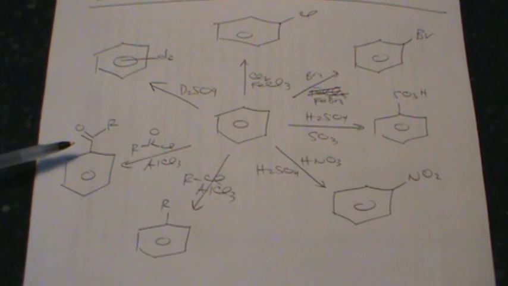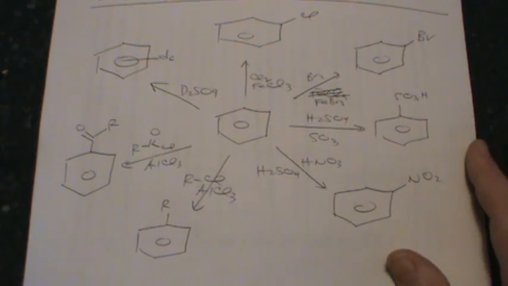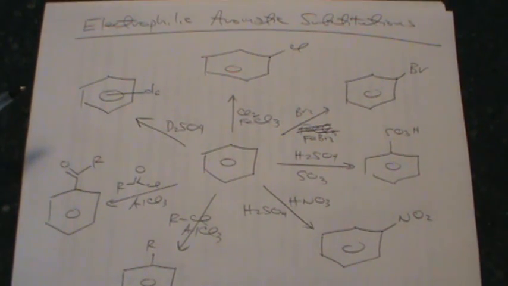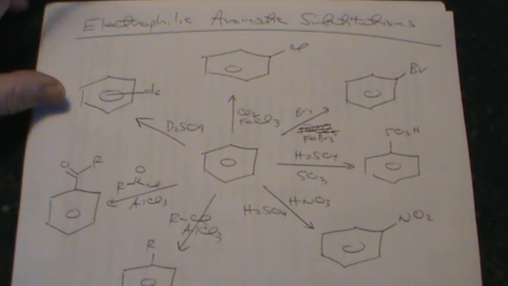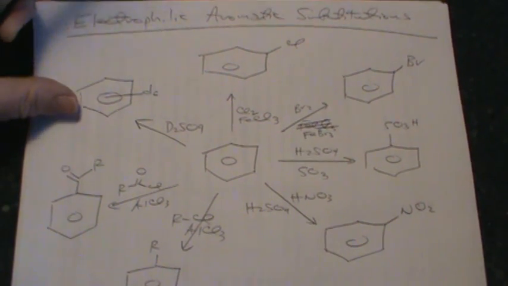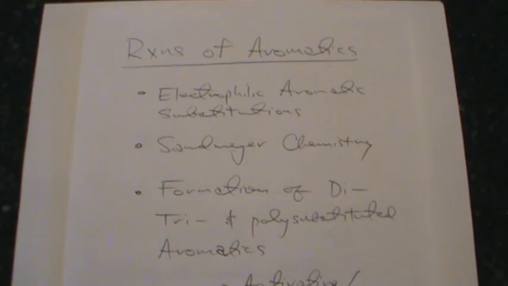And then I can reduce the acylated product to the alkyl group using either a Clemmensen reduction or a Wolff-Kishner reduction, and I'm sure we'll see examples of those as we go today. And then finally, if you want to deuterate all 6 of the positions around the ring, you can do that very easily using D2SO4. So that's a quick review of our electrophilic aromatic substitution reactions.